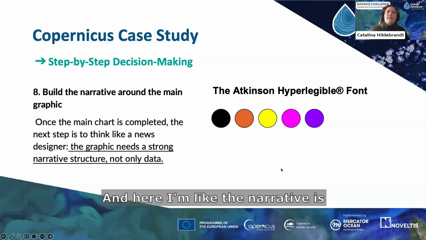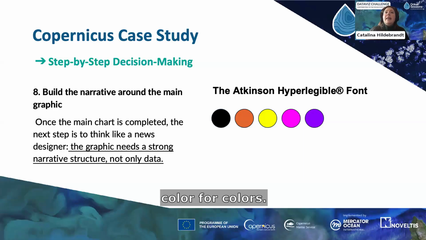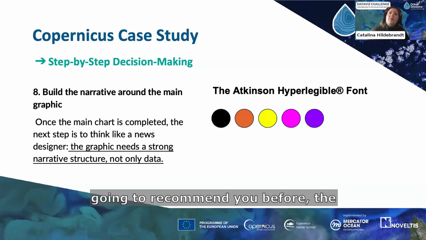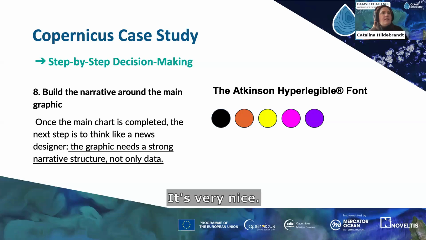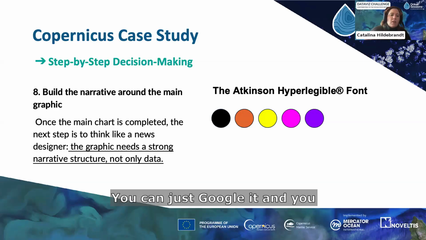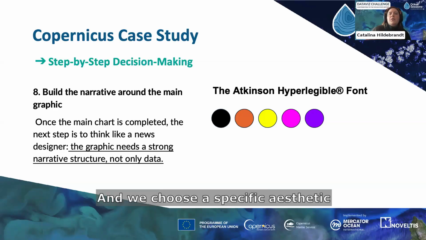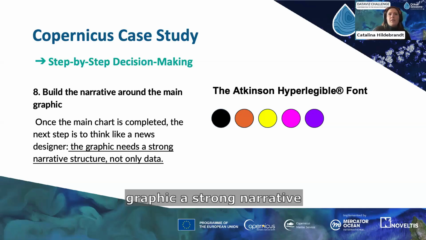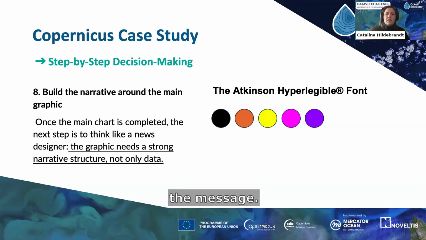And here, the narrative is not only what we are saying, but also how we are looking. So in this case, I chose these colorful colors, and that is the font that I was going to recommend to you before, the Atkinson Hyperlegible font. And I recommend it. It's very nice. It's open source. It's free. You can just Google it, and you will download it from the official website. And we choose a specific aesthetic because that's how we give our graphic a strong narrative structure, and that is important to deliver the message.